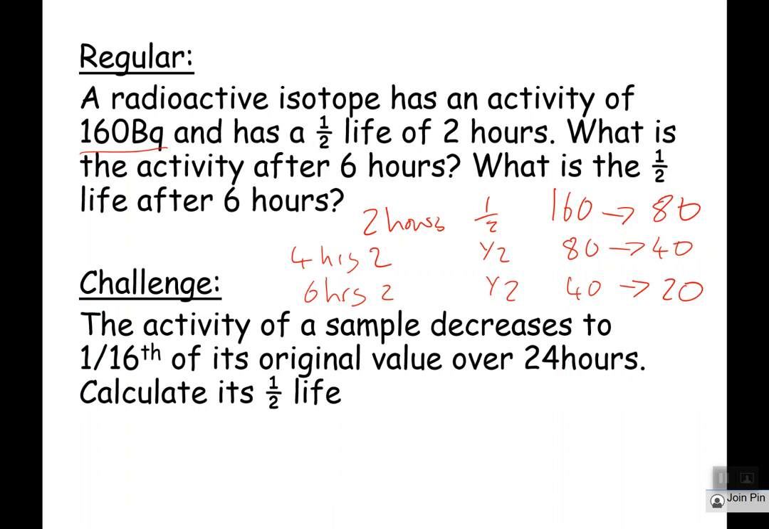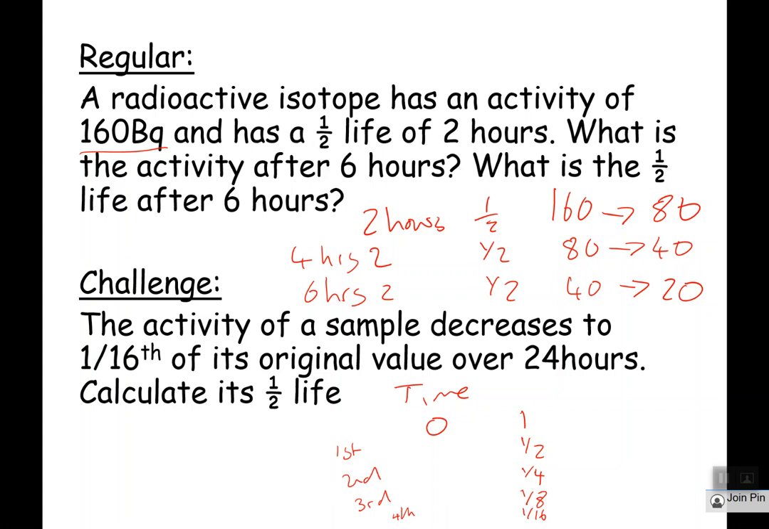Right, the activity of a sample decreases to a 16th of its original value over 24 hours. Calculate its half-life. Right, so what we can say is, let's say we're at time 0, and we have 100% or 1 of our isotope. After a half-life, it's going to have gone down to half. So there's your first half-life. After a second half-life, that half is going to have halved again. That's a quarter. After a third half-life, it's going to reduce to an eighth. And after a fourth, I'm running out of room, it's going to reduce to a factor of 16. So if you look, it's gone through 4 half-lives.